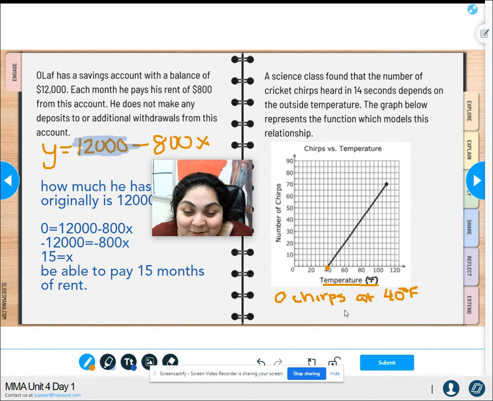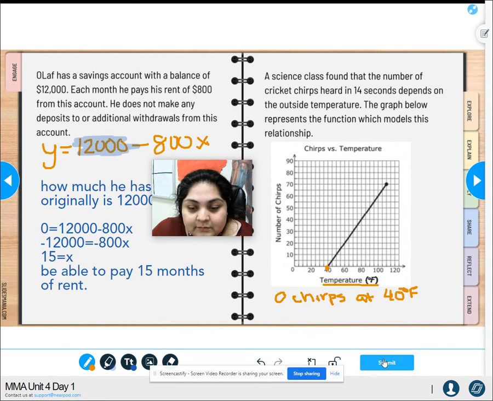So as you have 0 chirps at 40 degrees Fahrenheit, there's no way we can get 0 degrees and have some kind of chirps, okay? So we only have an x-intercept, and sometimes with these real world problems, that's going to happen. Sometimes we'll have a y-intercept and we won't have an x, okay? You have to be able to understand that. When we were in Algebra 1, we had x and y-intercepts because we were graphing regular equations. But when you're dealing with real world problems, sometimes you'll have an x-intercept, sometimes you'll just have a y-intercept, and sometimes you can have both, okay? We have to look at the situation to determine if that's going to be able to happen. So in this problem, we can't have a y-intercept because that would be 0 degrees, okay?